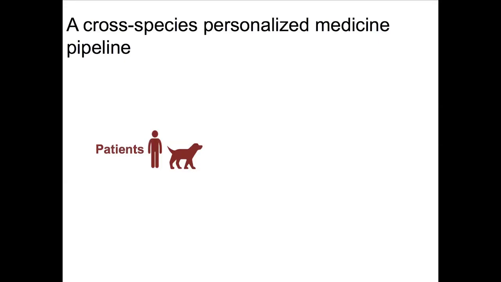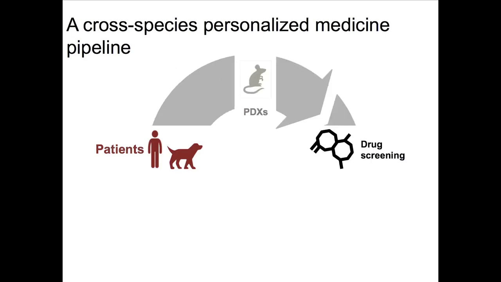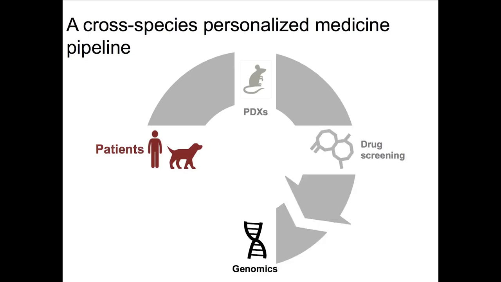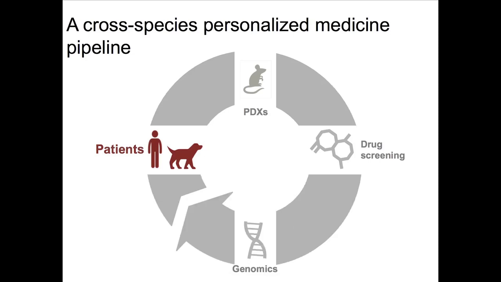So our group has worked hard in the past few years to develop what we're calling a personalized medicine pipeline that crosses species. So we take patients, and it's agnostic of species at this point, dogs or humans. We directly implant tumors into immunocompromised mice, and the tumors grow there as patient-derived xenografts. We perform high-throughput drug screens using naturally derived compounds that also include FDA-approved medicines and anti-cancer therapies. We're coupling this with genomics so that we understand the underlying biology in a personalized way for each tumor we get. And then we feed that information back to the treating veterinarian or physician so that they can have improved decision-making processes.